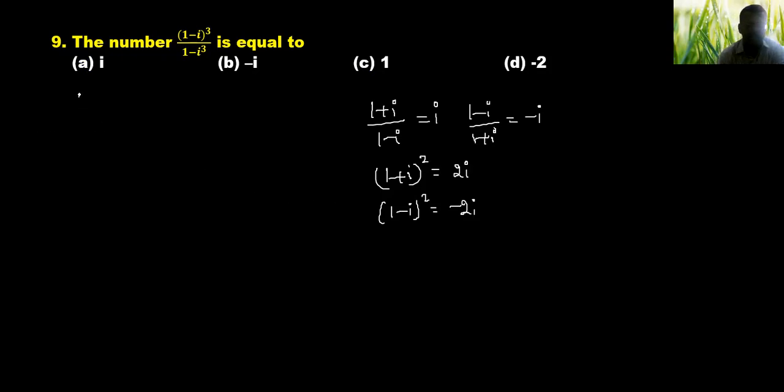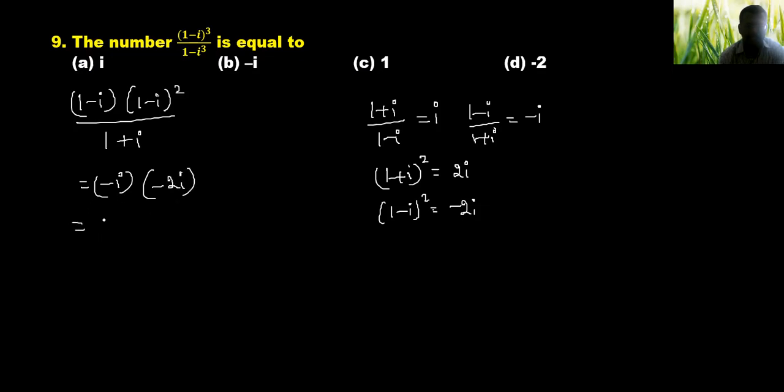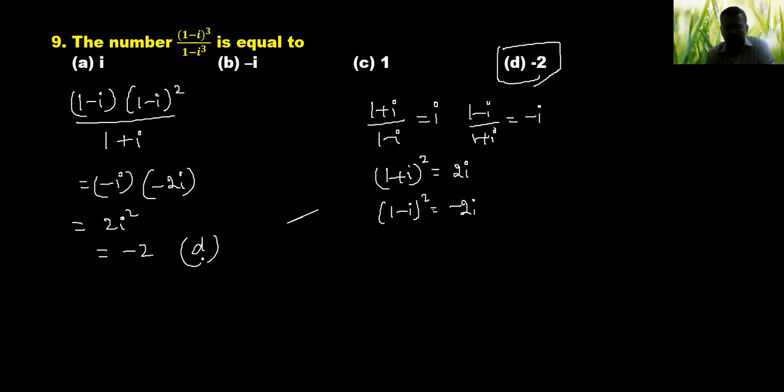So here, I am writing this as (1 plus i)^3, that means (1 plus i) into (1 plus i)^2, divided by (1 minus i)^3. That ratio is minus i, therefore it becomes plus i. Now observe (1 minus i) by (1 plus i), which is minus i. So it is minus i into (1 minus i)^2. (1 minus i)^2 is minus 2i. So minus and minus gives plus 2i^2. i^2 is minus 1. Therefore it becomes minus 2. That is our option D. So question number 9, D is the answer. Now we move to the next question, question number 10.